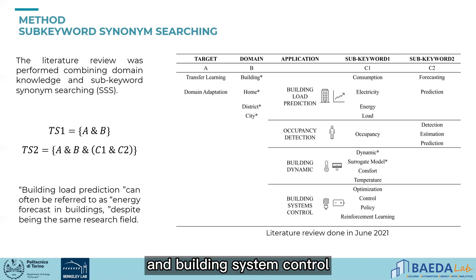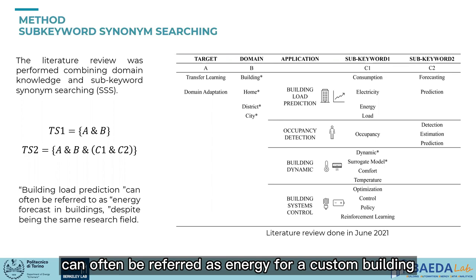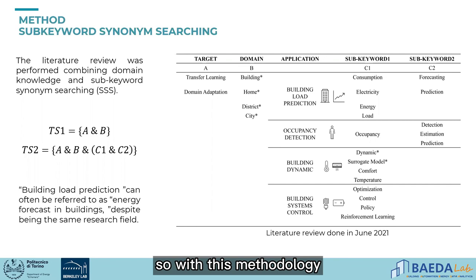The literature review was done in June 21, and this methodology allowed us to use also synonyms during the research, because building load prediction can often be referred to as energy forecasting building, despite being the same research field. So with this methodology, we ensured that we were covering all the possible papers analyzed.